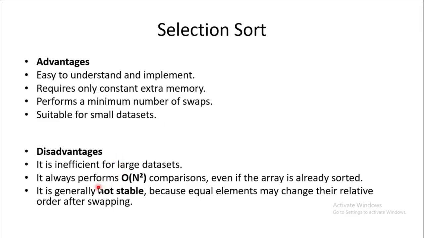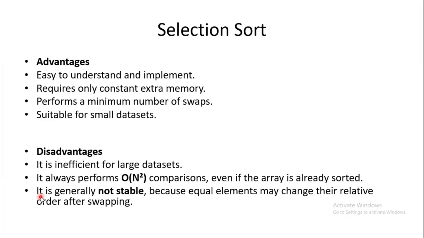The disadvantage of selection sort is that it is inefficient for large data sets. As the value of n increases, the number of comparisons also increases. So it always performs quadratic comparisons even if the array is already sorted or partially sorted. It is also generally not stable, because equal elements may change their relative order after swapping.